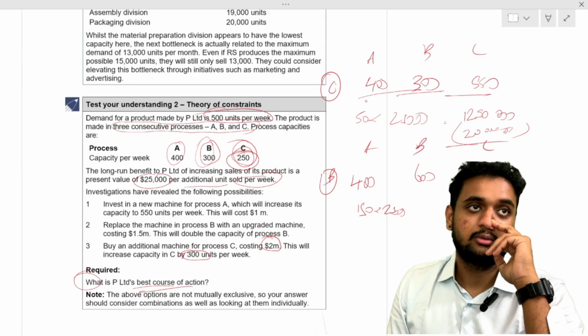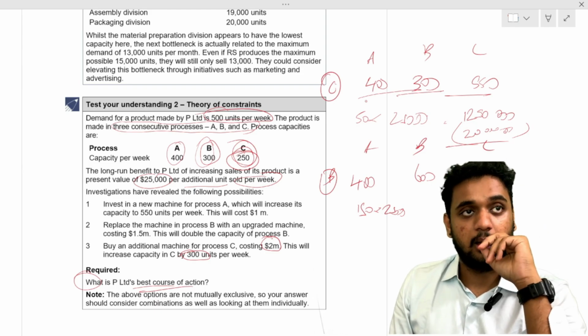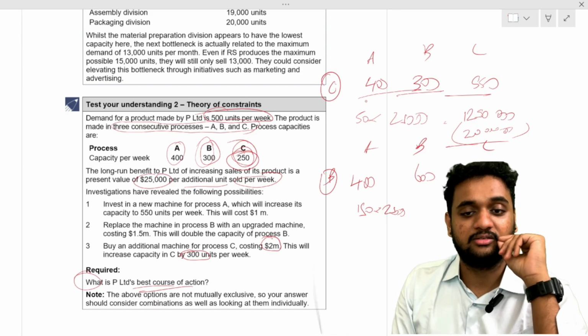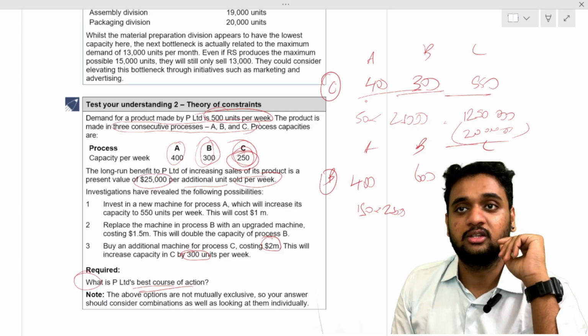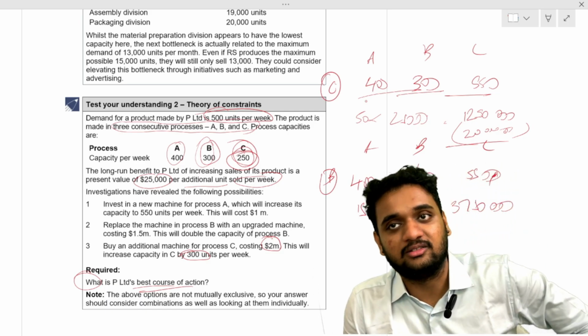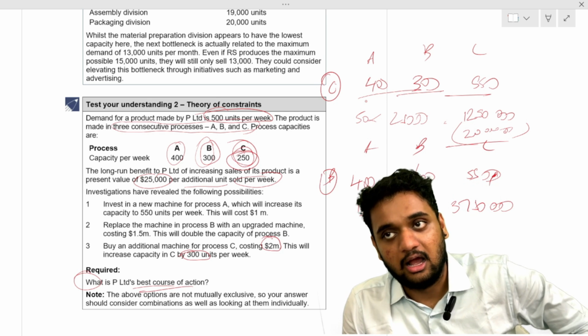Yes, sir. Can you repeat it again, sir? 150 units, per unit you will get 25,000 rupees. Okay. 150 into 25,000 is 37 lakh 50,000 rupees. Yes, sir. Understood?